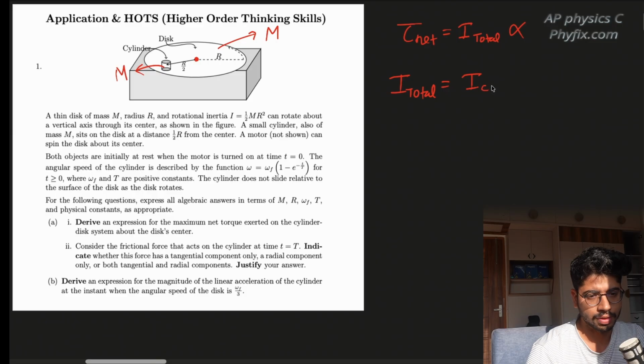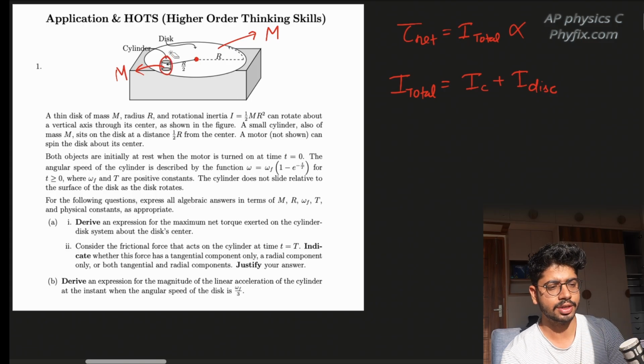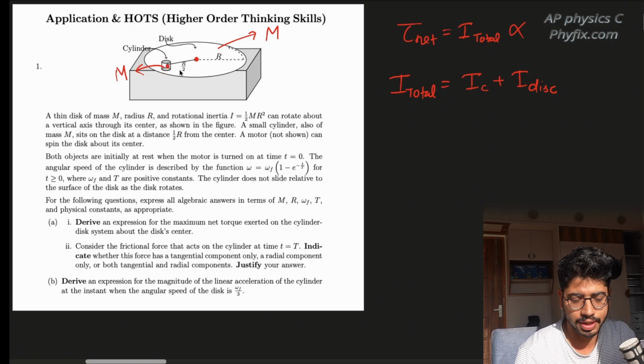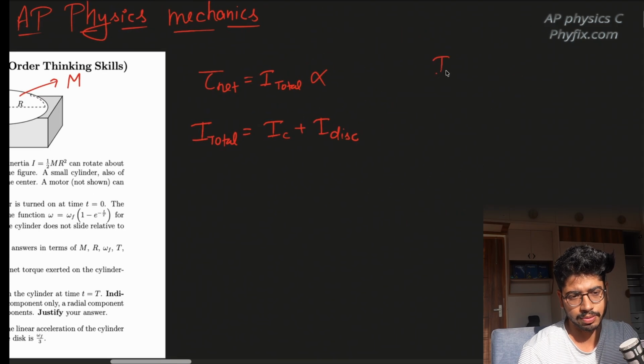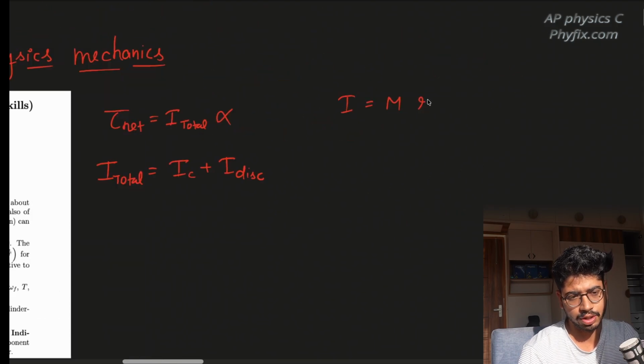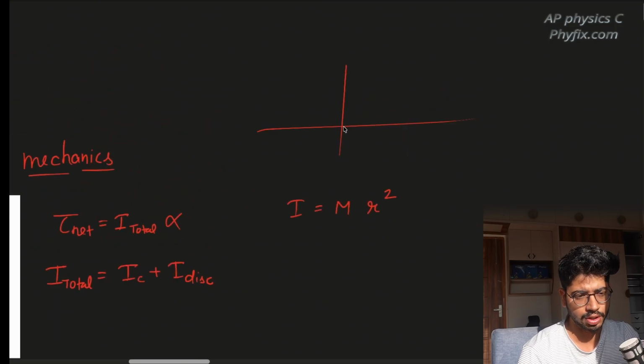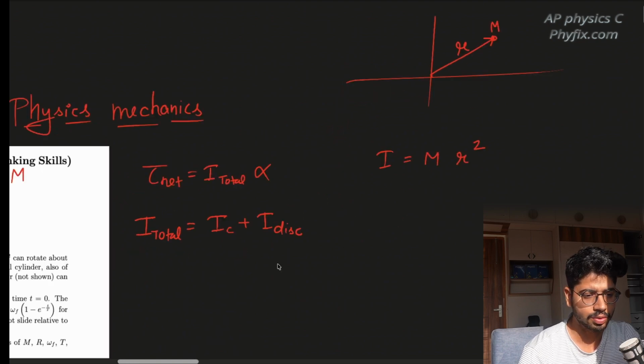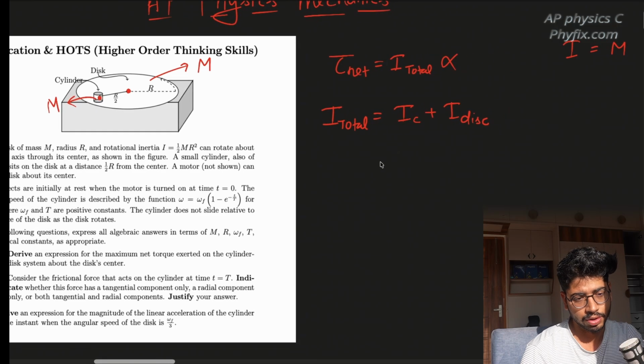And then I'm going to write the moment of inertia of the disk. The cylinder you have to treat like a point mass at the distance r by 2. The moment of inertia formula is m r square, which we use when any mass is placed from the center of the rotation at distance r. But right now the cylinder is placed at the r by 2 distance, so the moment of inertia is m times r by 2 square.